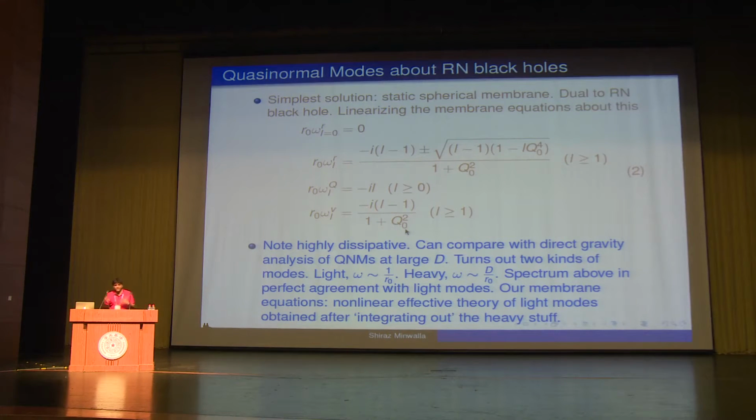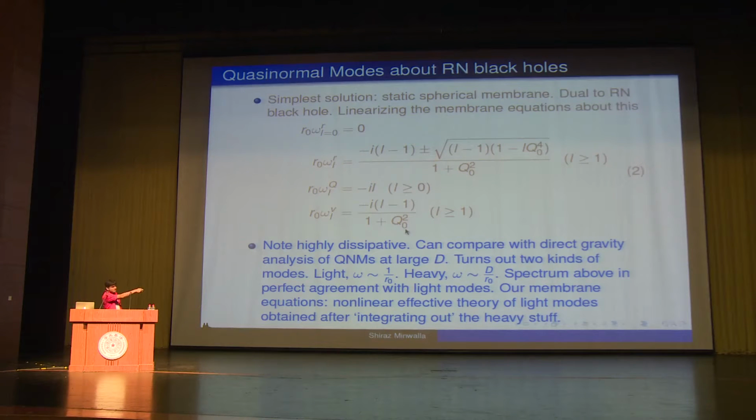Okay, now that we've got these equations, we're going to start using them. The simplest solution of these equations is just a spherical membrane, which is dual to a Schwarzschild black hole or a charged Reisner-Nordstrom black hole. Now, one of the things we did is linearize our equations around this black hole, and we found a bunch of what you might call quasi-normal modes. The spectrum of frequencies of linearization of the solutions around this spherical solution.